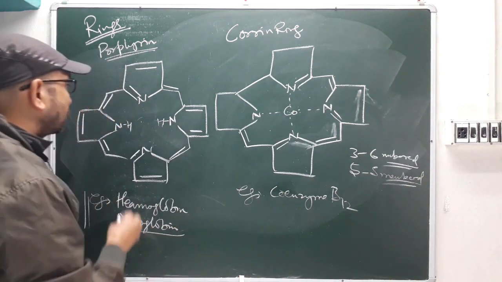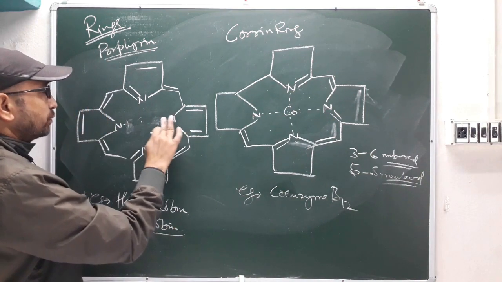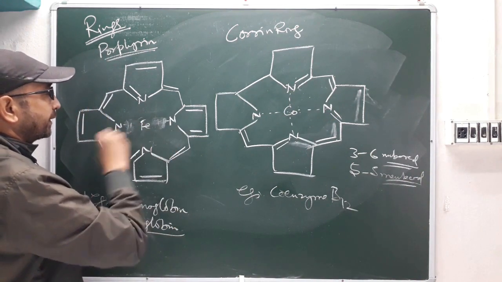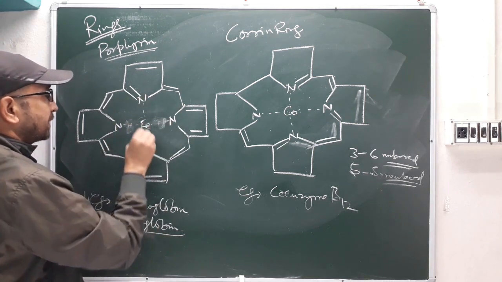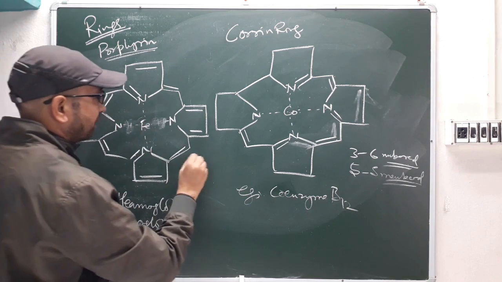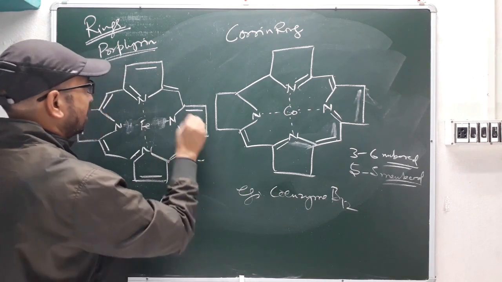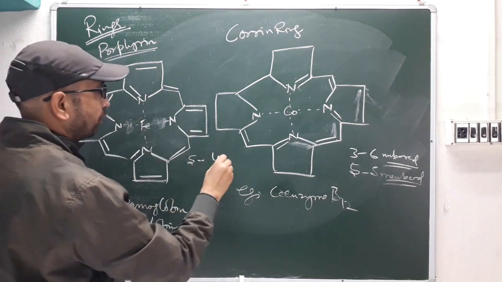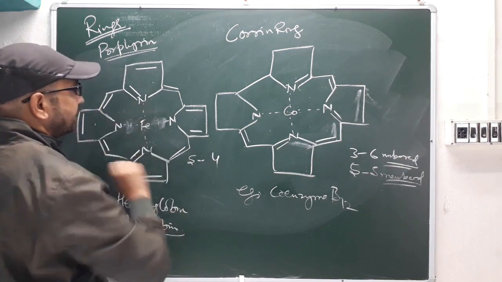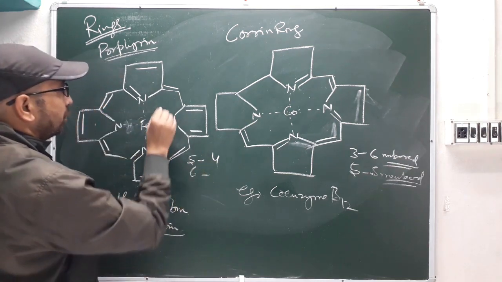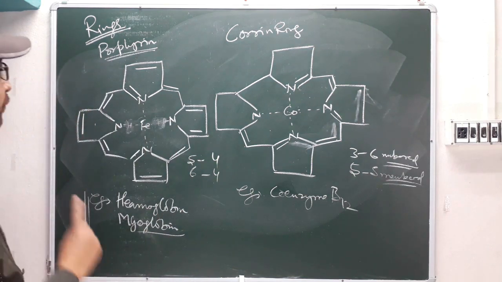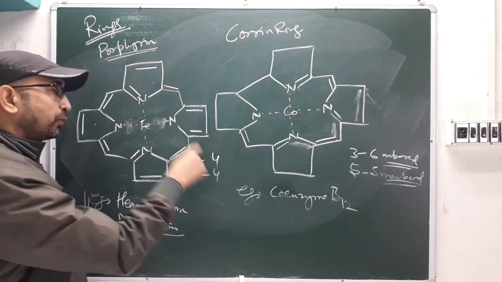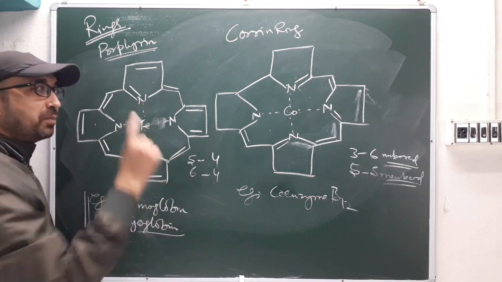Okay. Likewise, here also they might be asking you for this. Suppose I am putting iron here. For hemoglobin, we'll put iron. So how many 5-membered rings are there and how many 6-membered rings are there? So 5-membered rings, see, 1, 2, 3, 4. So 4 5-membered rings. And how many 6-membered rings are there? 1, 2, 3, 4. So 4 6-membered rings. So in the porphyrin ring, 4 5-membered rings and 4 6-membered rings will be present.